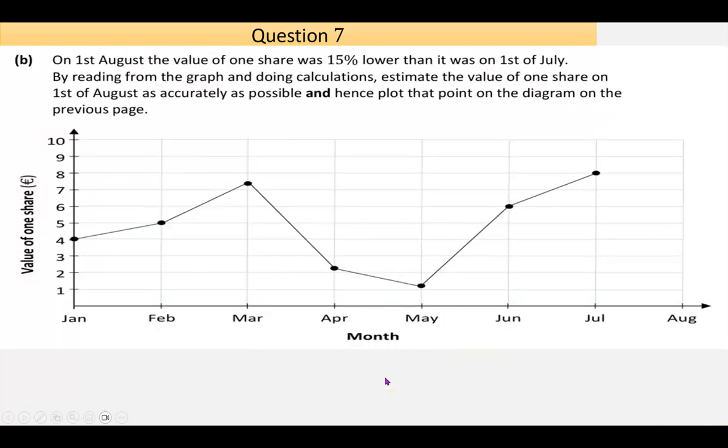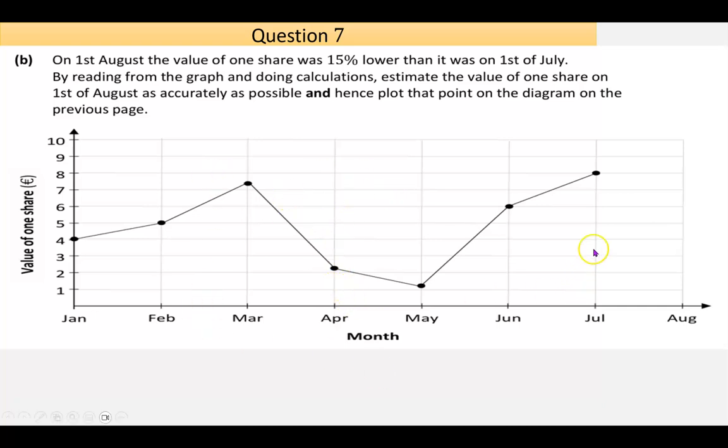That's it. Now, part B says on the 1st of August, the value of one share was 15% lower than it was on the 1st of July. By reading from the graph and doing calculations, estimate the value of one share on the 1st of August as accurately as possible, and hence plot that point on the diagram on the previous page. So this is the diagram here.